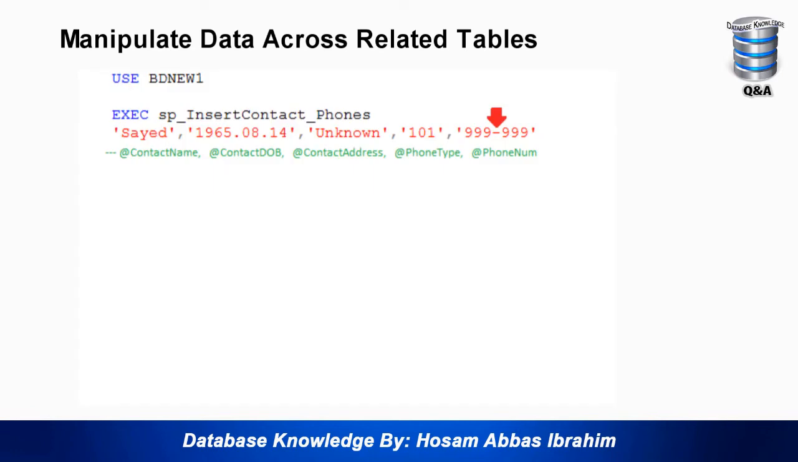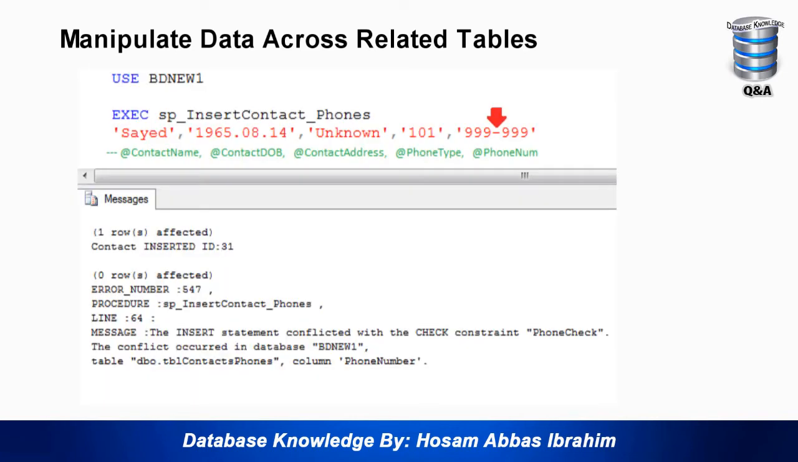Good. Now we make these dashes here in order to make an error trying to insert the phone with dashes, as we said in the previous chapter. And I will execute the stored procedure. Here it is. It gives me an error. So it tries to insert Said in the TBL contacts, and it took the ID. Then ID was number 31. But when it was trying to go into the TBL contacts phone, because of the dashes, it couldn't insert it, and here it says the message, the insert statement conflicted with the check constraint, as we know.